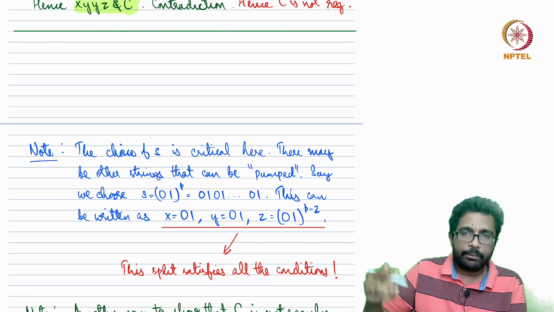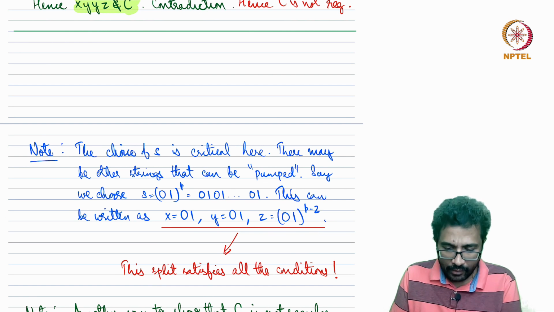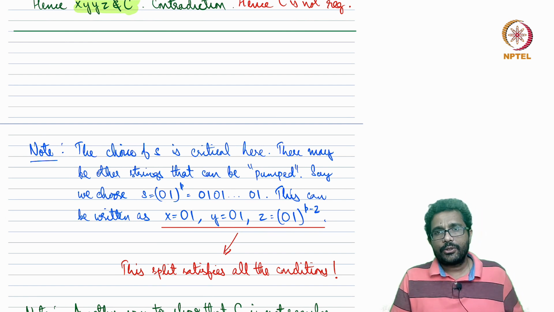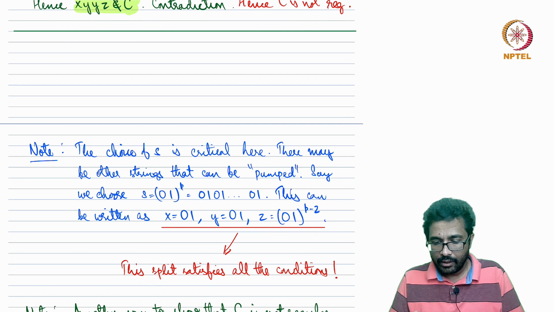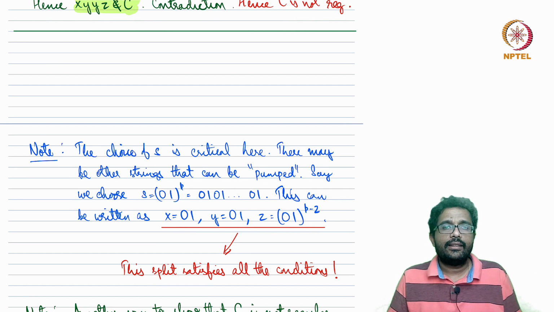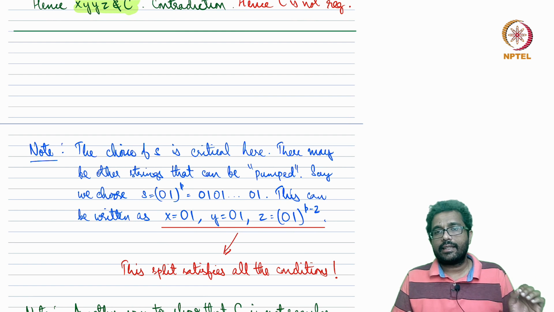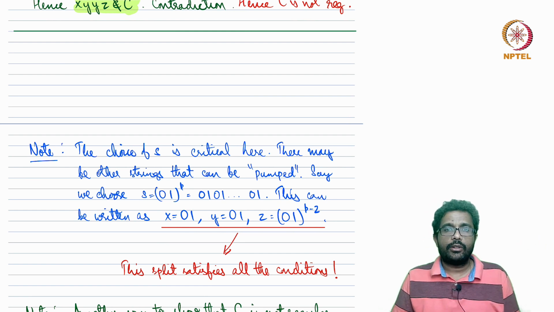And if you take x y^i z for any number of i's, all of these have an equal number of zeros and ones, because x has equal zeros and ones, y has equal zeros and ones, and z also has. So even if you repeat y many times, the zeros and ones get repeated equally. So this meets all the conditions. But we cannot use this to infer that the language is regular, because if the language is regular, all strings in the language that are of length at least p can be pumped. Just showing one string that can be pumped is not good enough.